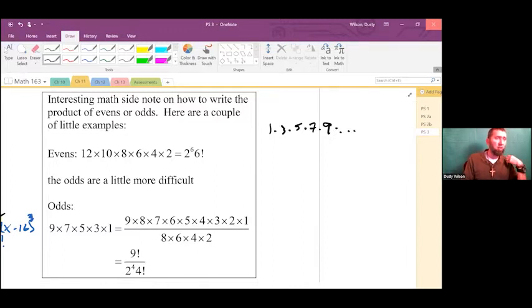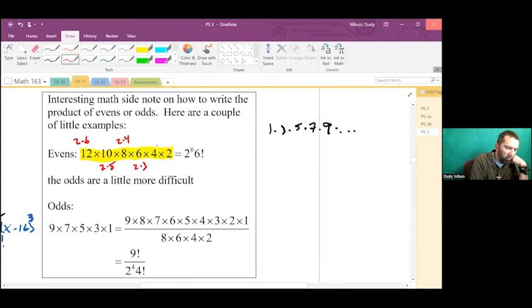So here's a couple of little examples. Notice if we have a whole bunch of evens here, 12 times 10 times 8 times 6 times 4 times 2, each of those terms has a factor of 2 in it. So 12 is 2 times 6, 10 is 2 times 5, 8 is 2 times 4, 6 is 2 times 3, 4 is 2 times 2, 2 is 2 times 1.